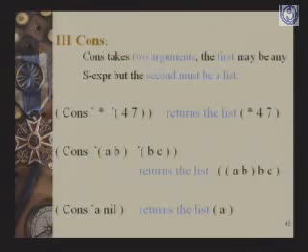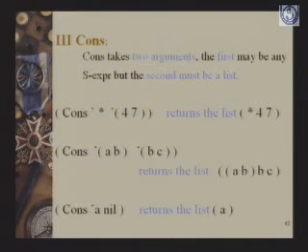Here cons takes 2 arguments. One is any S expression. It may be an atom, it may be a number, it may be a string, it may be any S expression. The first may be any S expression, a number, a symbol, or a list. However, the second element must be a list, a quoted list.